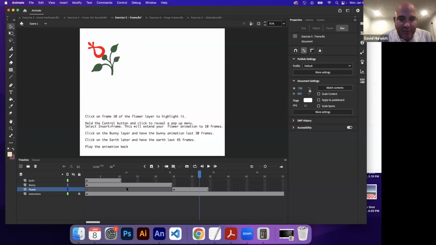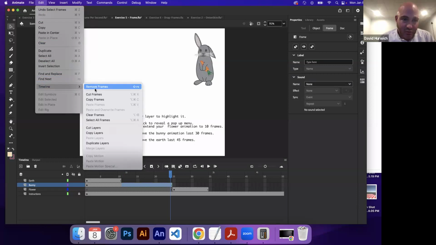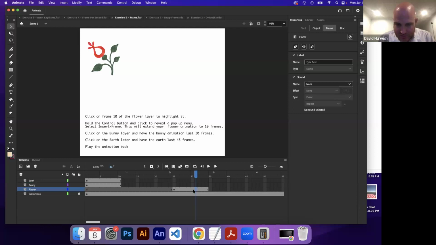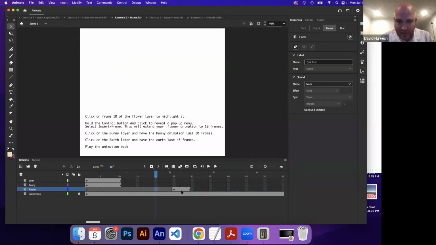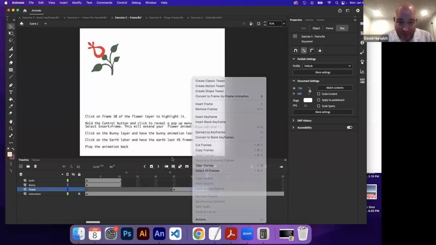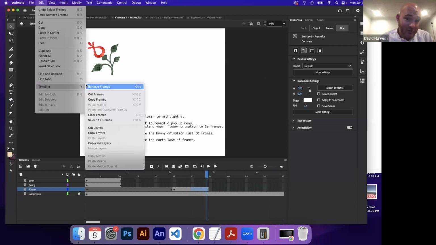By the way, if you want to remove frames, you can highlight and hold down Shift to select a range. If I want to remove my frames, I can go to Edit, Timeline, Remove Frames, or Shift F5. That would delete those. If I feel like I've added too much, you can always remove them as such. You can right-click Remove Frames, or go under Edit, Timeline, Remove Frames, or Shift F5 would be the keyboard shortcut.